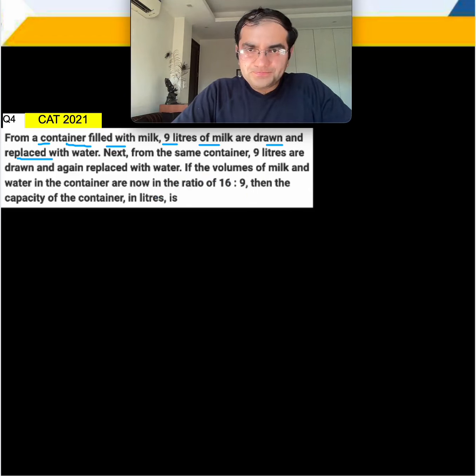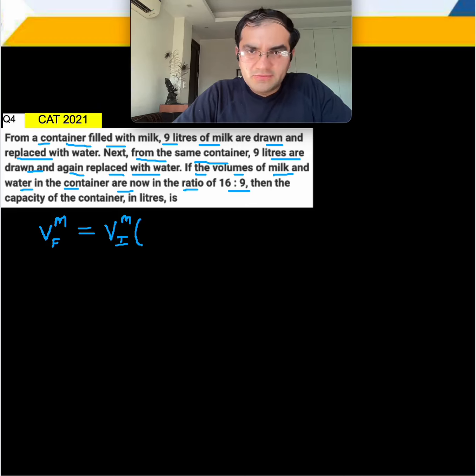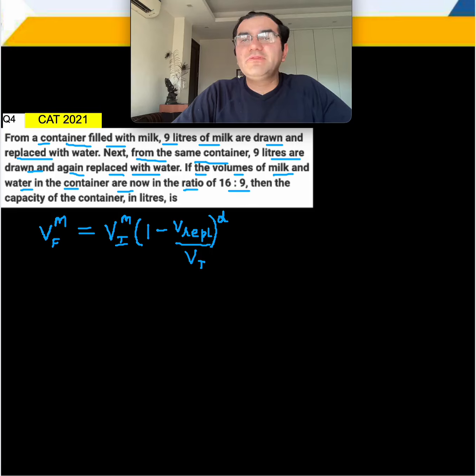We will apply the formula. I just read through the question. The formula that can be used over here is similar to compound interest. The final volume of the main fluid will be equal to the initial volume of the main fluid into 1 minus the volume that you are replacing divided by the total volume inside the solution, to the power the number of dilutions.